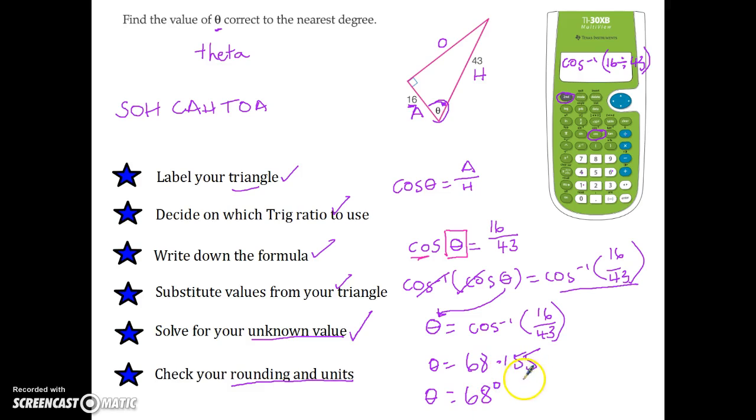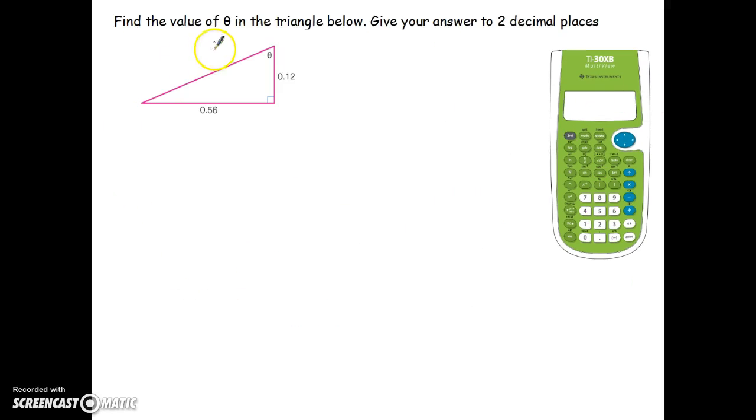If you haven't managed to press the right buttons on your calculator, pause the video now and try it and just make sure you can get the right answer. I'll do one more example for you. Let's have a look. Find the value of theta in the triangle below. Give your answer to 2 decimal places, and we're going to follow those same steps each time like we've done on the other videos. So here's our angle.